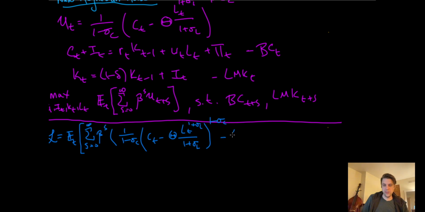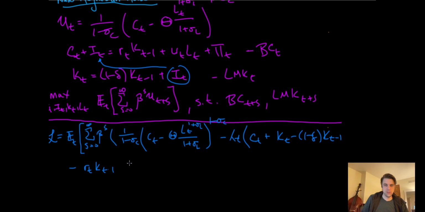We do not need two multipliers because we can do the substitution trick and get rid of I_t. So I'm just going to do that here. I'm going to put this I_t here. So we're going to have C_t plus K_t minus (1 minus delta) K_{t-1} minus R_t K_{t-1}. And yes, I just realized there should be plus s's everywhere, so I'll go back and fix that in a second. Minus pi.